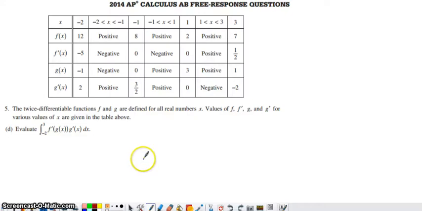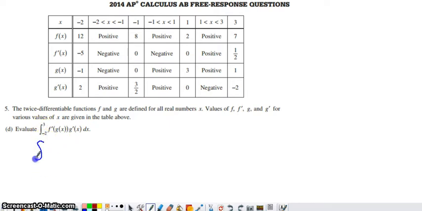So here's the last part of number 5 from the 2014 AB exam, and this is kind of an odd situation. You don't have many definite integrals that look like this that you're ever asked to do, but if you think about how you would find a definite integral using the fundamental theorem of calculus, you would find an antiderivative for what's sitting here, and then you would plug in these limits of integration and take a difference.